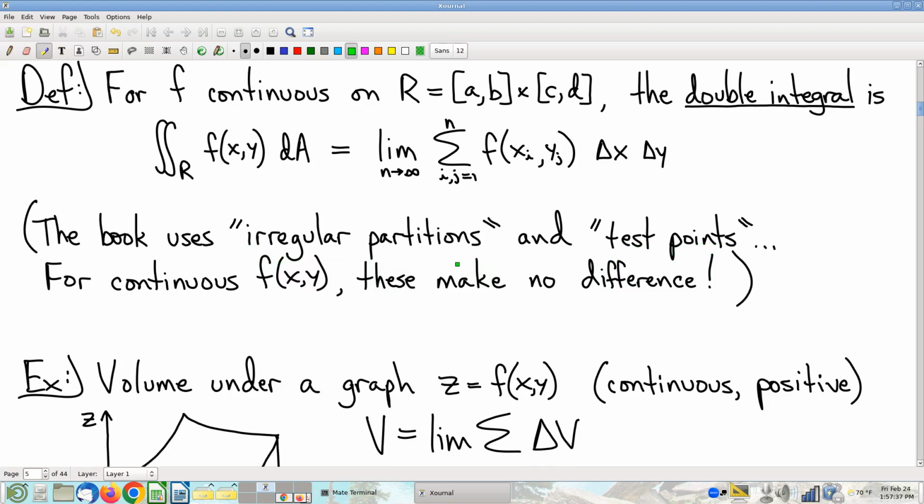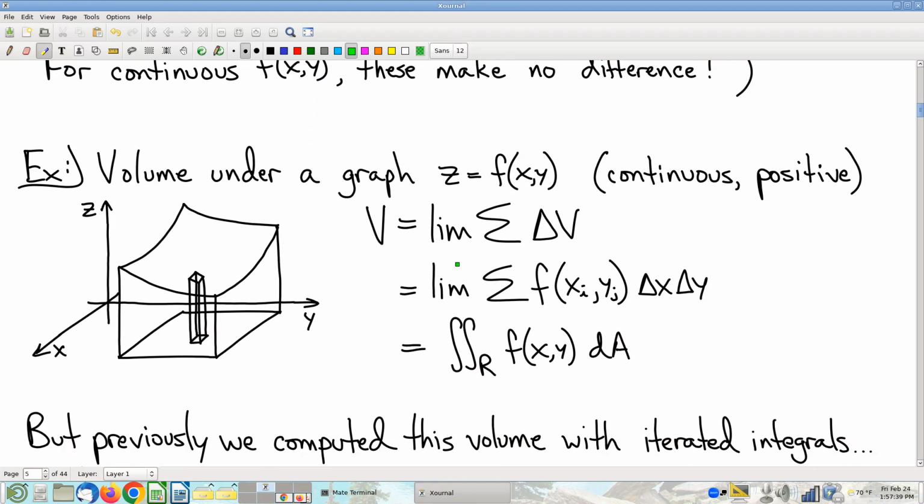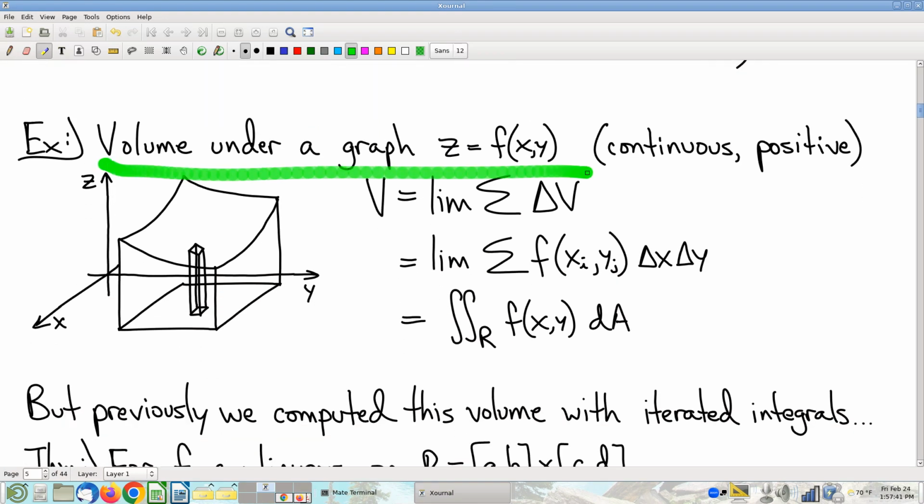Okay, alrighty, so quick example. Volume under a graph. Now we already know the answer to this question. We already know how to compute volume under a graph. Iterated integrals. Crush that problem. It's great. But iterated integrals crush only that problem, right? So let's try to get more use with this new tool that we have, the double integral tool. And here we go.